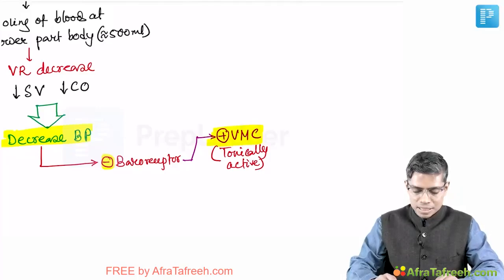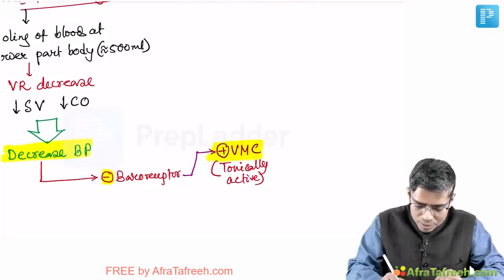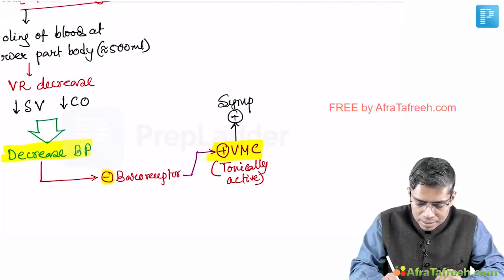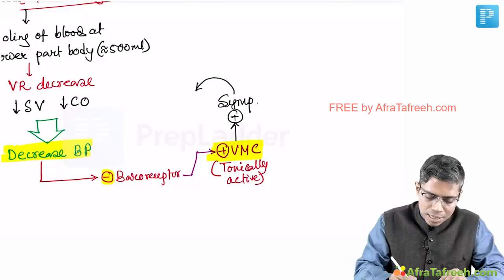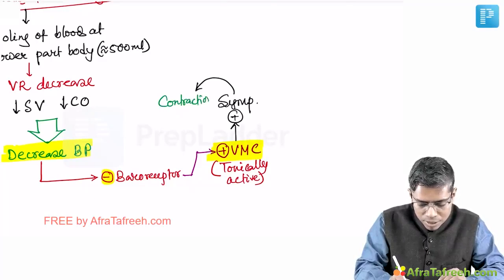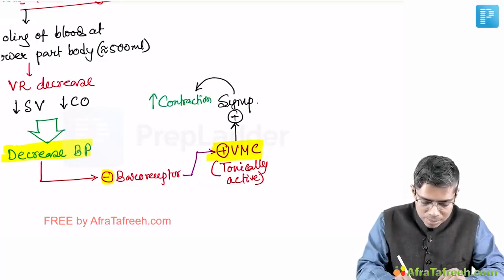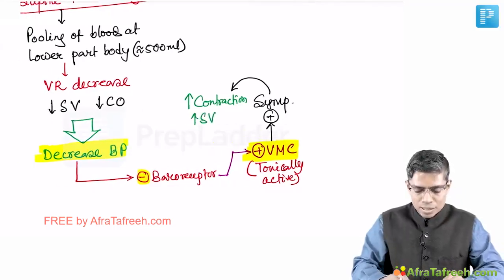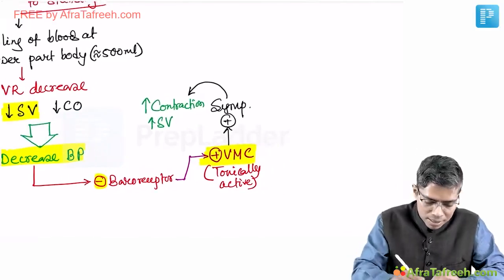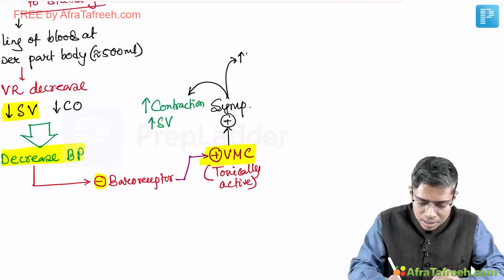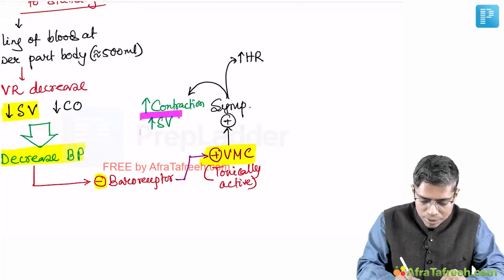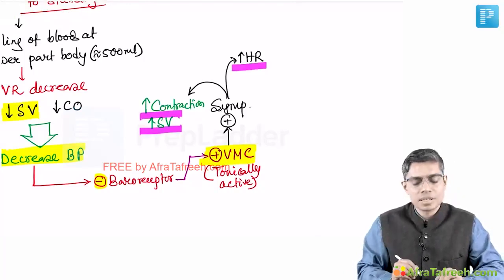So whenever your vasomotor center is active, we know that it is going to activate your sympathetic system. Sympathetic system activation means it is going to increase the force of contractility. So the force of contraction will be high. Force of contraction high means there will be an increase in stroke volume, and this stroke volume is going to correct this fall of stroke volume and cardiac output. Not only that, the sympathetic system is going to increase the heart rate of the person also. So the product of heart rate and stroke volume is going to increase the cardiac output.